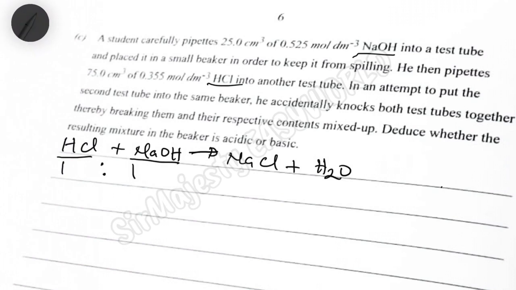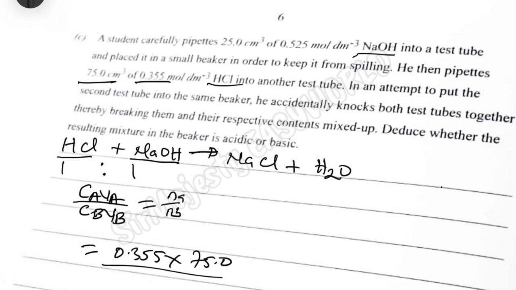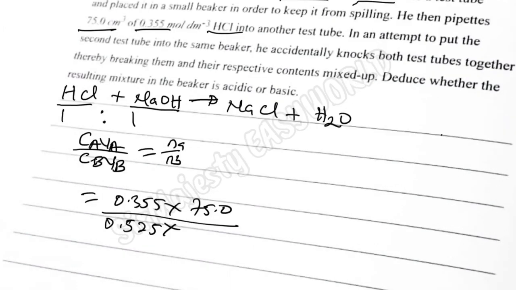So for my explanation, we use the volumetric analysis formula CaVa over CbVb equals Na over Nb. We will now fix the values, which implies that Ca from the question, Ca is for the acid, 0.355, times the volume of acid used, 75.0, all over Cb, the concentration of the base, 0.525, times the volume of the base, which is 25.